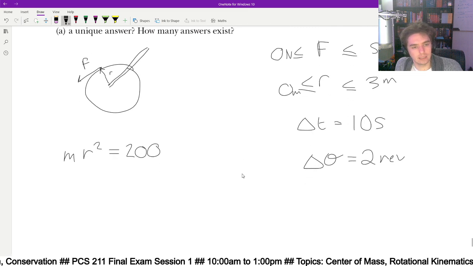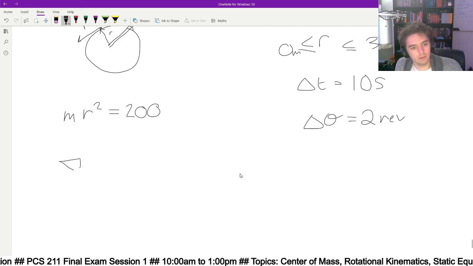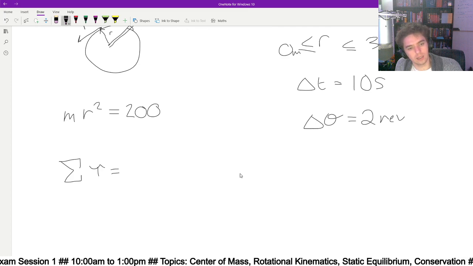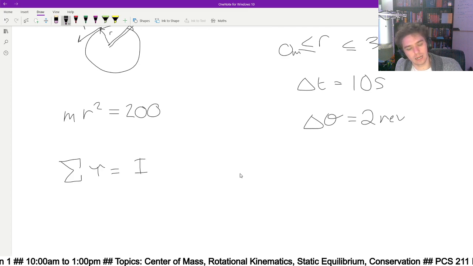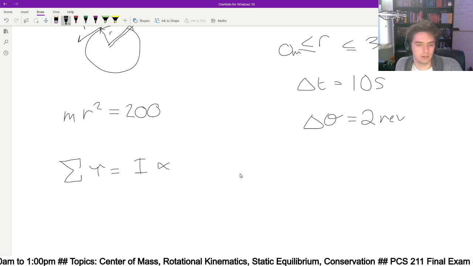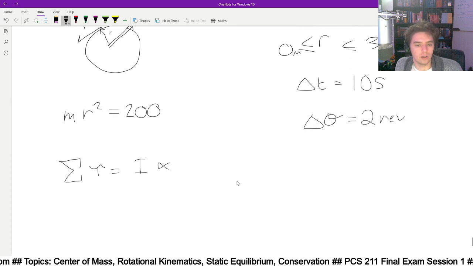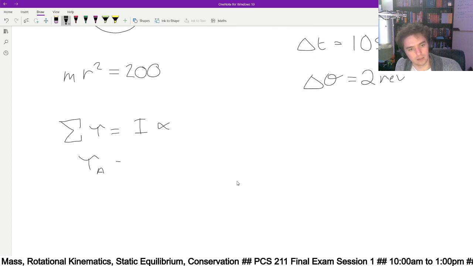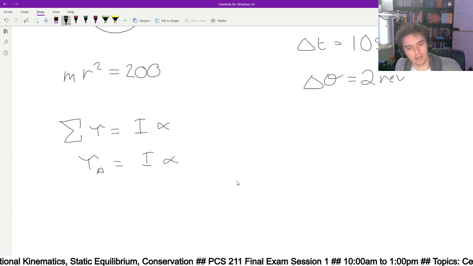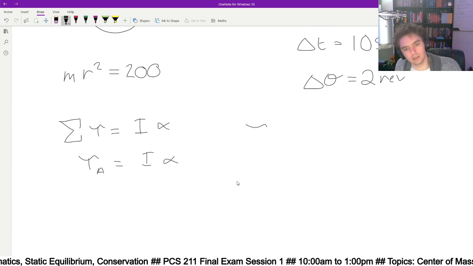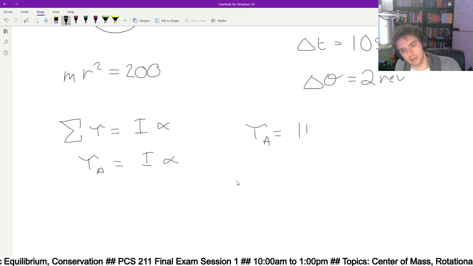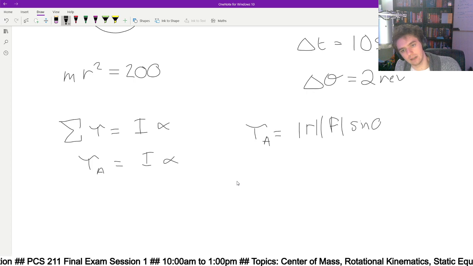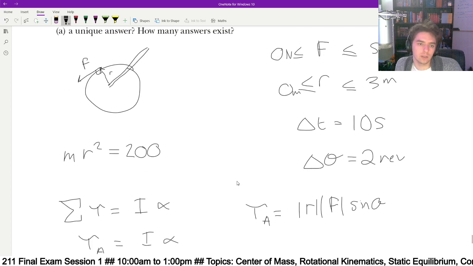The sum of the torques, but there's only one torque, right? So the sum of the torques equals the inertia times alpha. Since there's only one torque, I'll just call it tau A. Let's figure out what tau A is. It's the lever arm times the force times the sine of the angle between them. The sine of the angle between them will be 90, so that's 1.